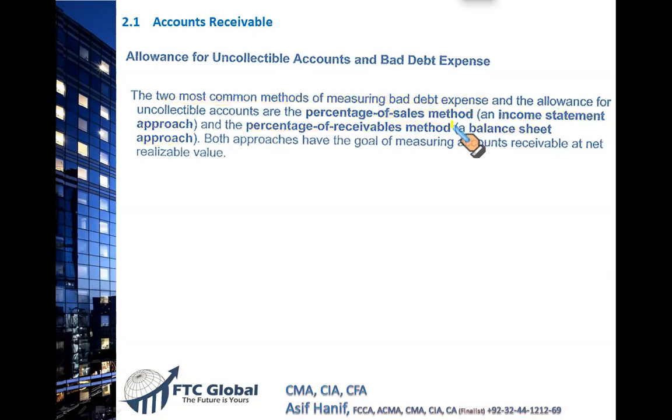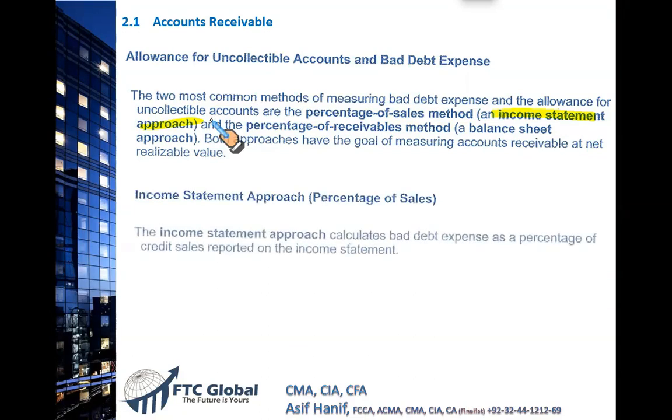Let us discuss the first one, the income statement approach. Under the income statement approach, you take your credit sales and charge a certain percentage of that credit sale as an estimated allowance for uncollectible accounts. Bad debt expense is calculated as a percentage of your credit sales. Which credit sales? The sales reported on the income statement.